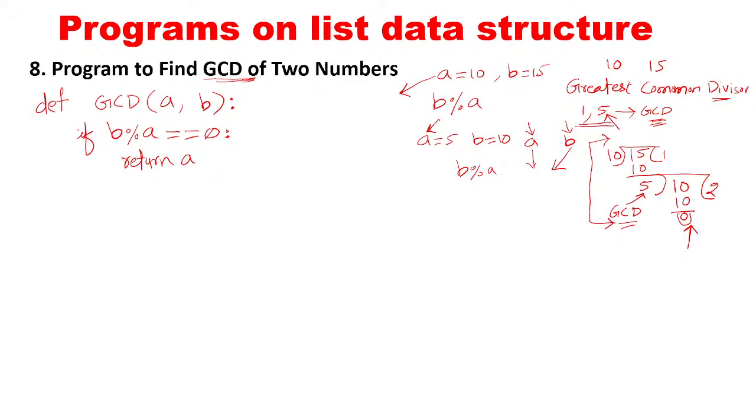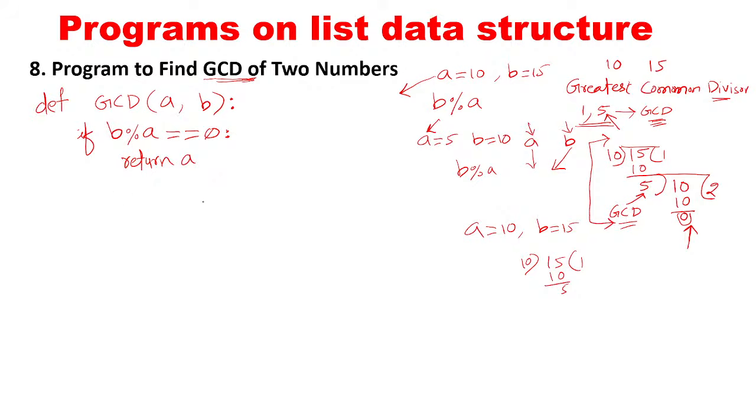In our case, we'll take the first step here, a value as 10, b value as 15. So what happens, b mod a, 15 mod 10. What is the remainder here? That means divide 15 with 10 and get the remainder. We'll get the remainder as 5 here. Is it equal to 0? No, then it comes here.